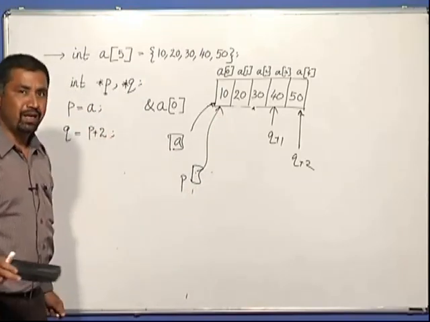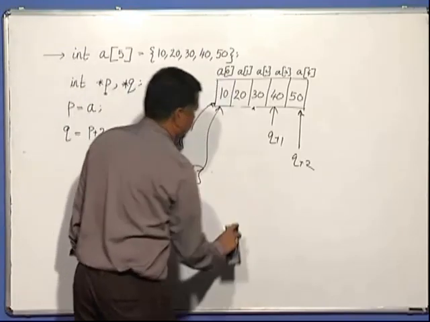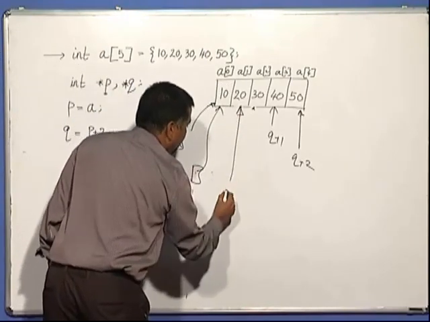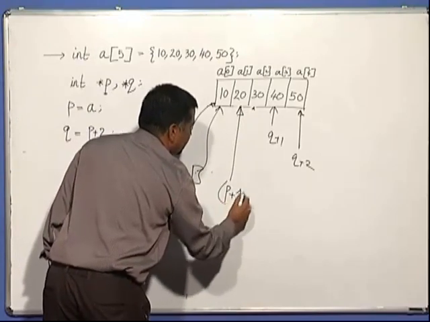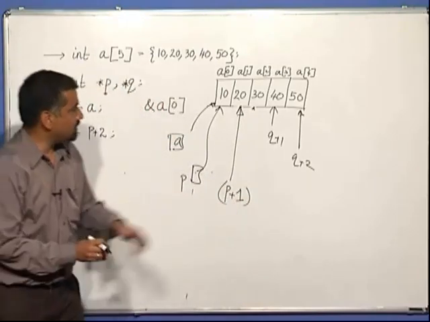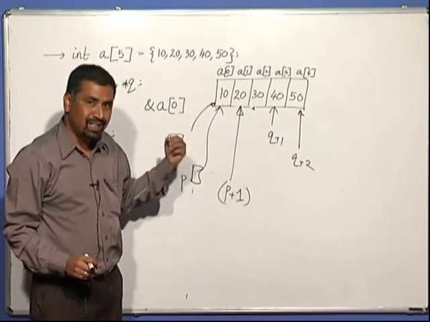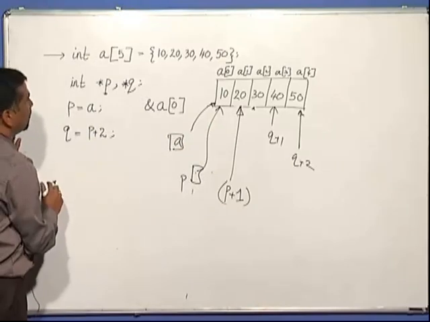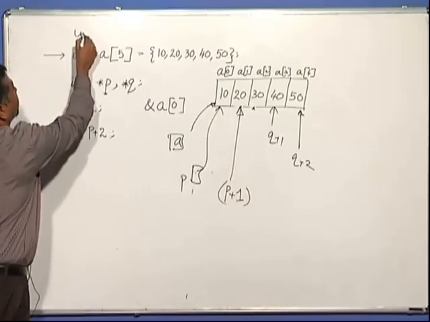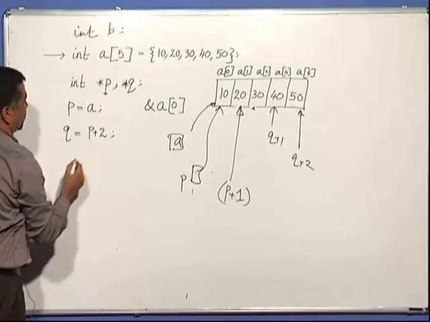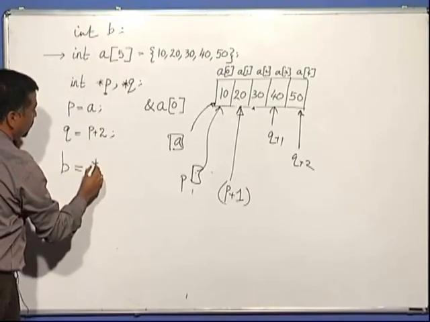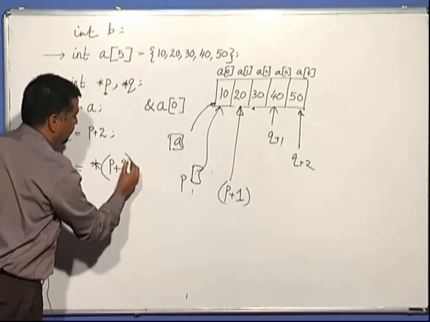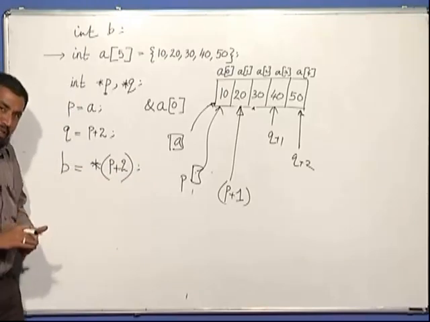Now, how do I access the values? For example, if you are using P, this is pointed to by P plus 1. What is P plus 1? P plus 1 gives me the address of this cell, but I want to get 20. All we need to do is, for example, I declare one more integer variable. I say B is equal to star of P plus 2, for example. What could that possibly mean?